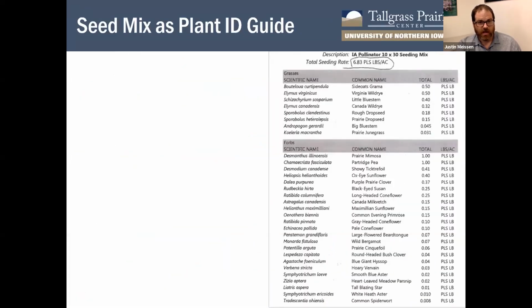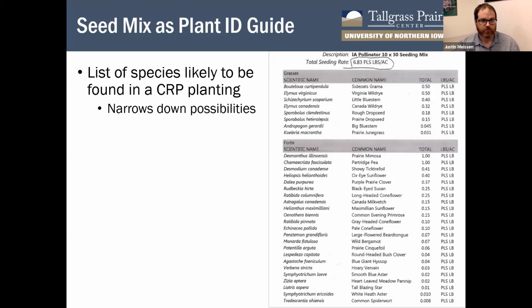So most of those top 10 CRP wildflowers were also the top species planted in seed mixes out there. So if we had a seed mix for that site that we looked at, we probably would have noticed that wild bergamot was on that list. And that brings up a good point, which is that if we keep seed mix records for CRP planting, we're actually keeping a document that's going to be really helpful for identifying what's out there.